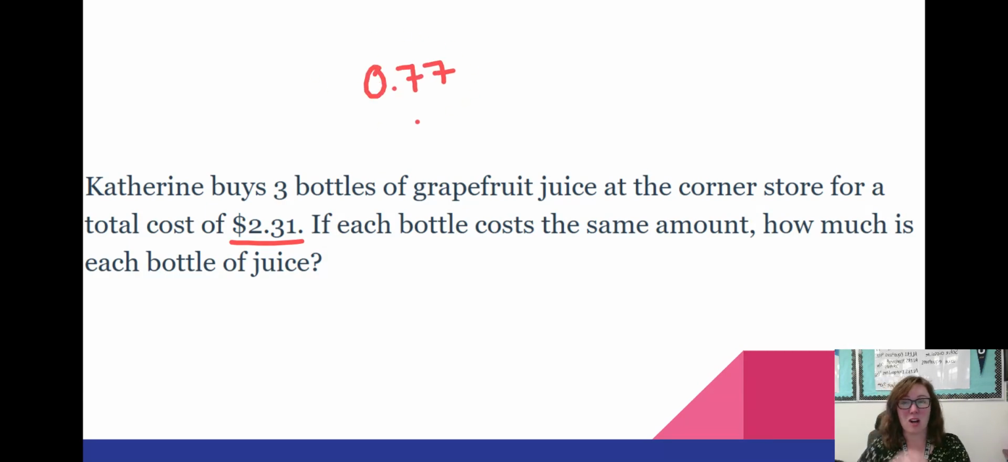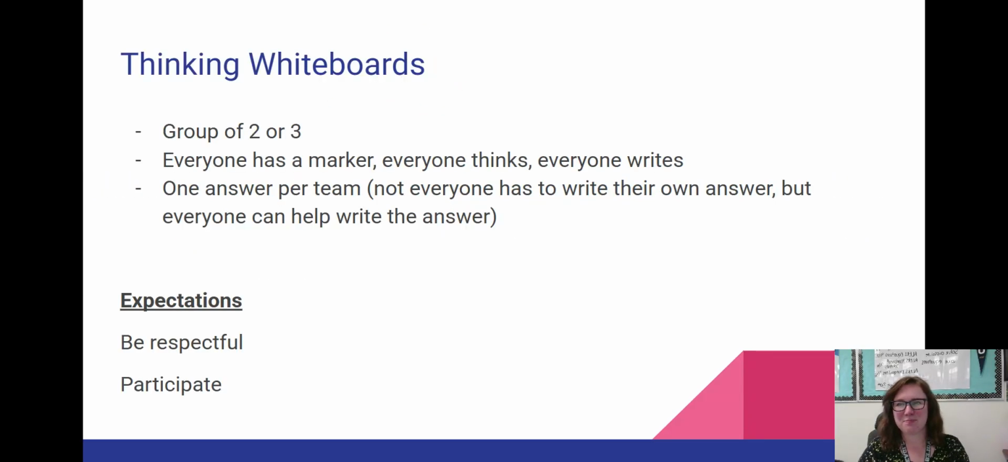So our constant of proportionality is 0.77. Our unit rate is 0.77. Our unit price is 0.77. Whatever vocabulary we use for it, it means 1 bottle of grapefruit juice costs 0.77 or 77 cents.